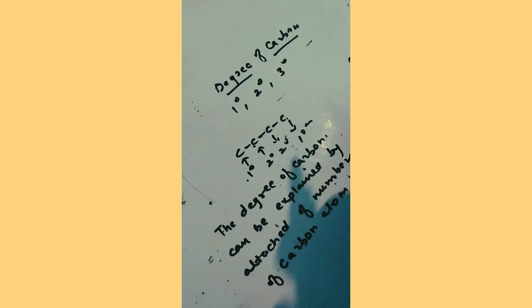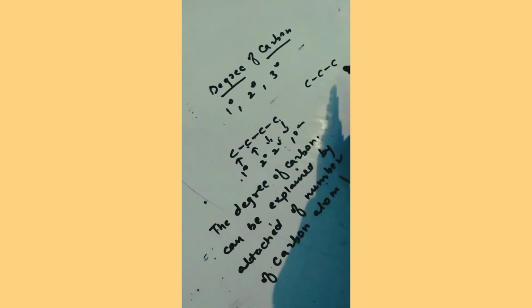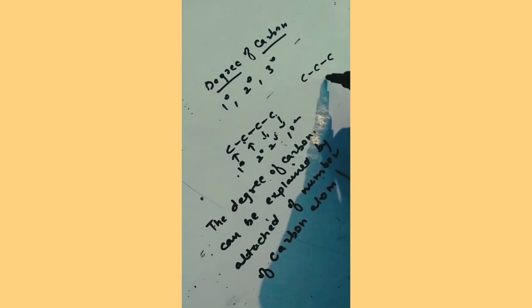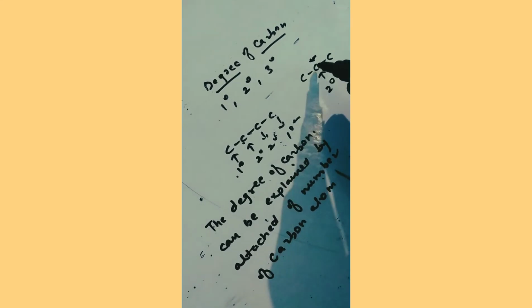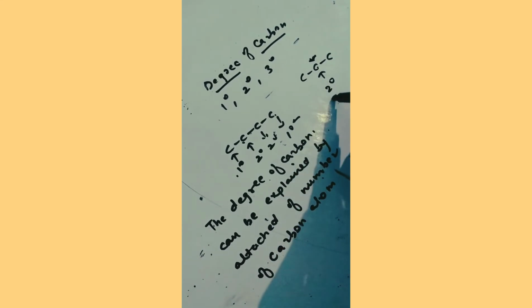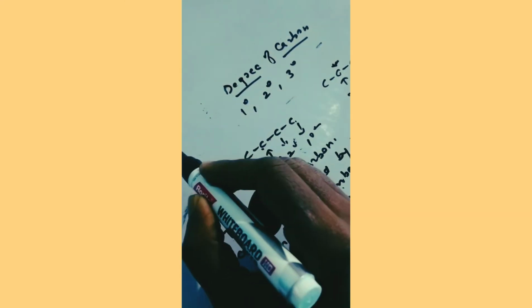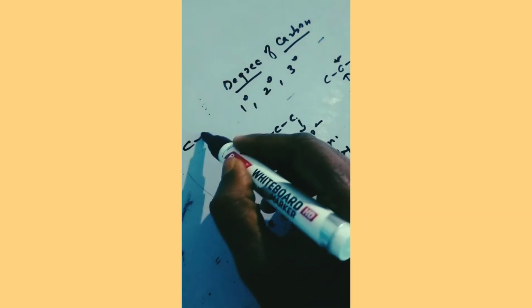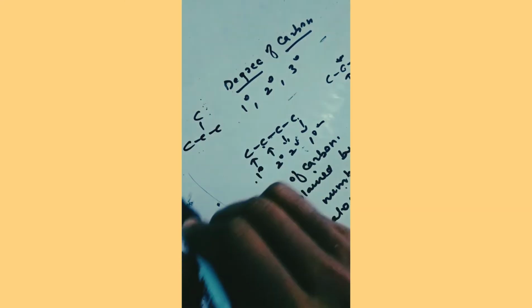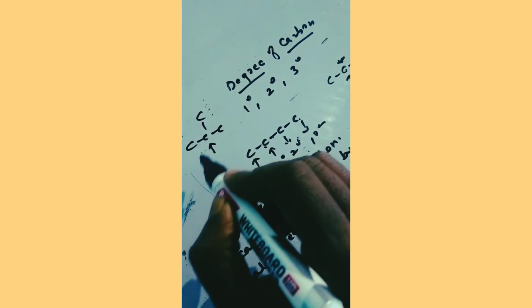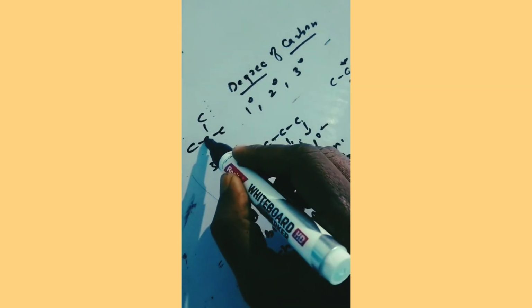The next example we will take here. If the question is asked what degree of carbon this carbon has, then 2. This carbon is attached to two carbons, so degree will be 2. So it is simple like that, you can also solve this one. So degree of this carbon will be how much? 3, because 3 carbons are attached to this carbon.